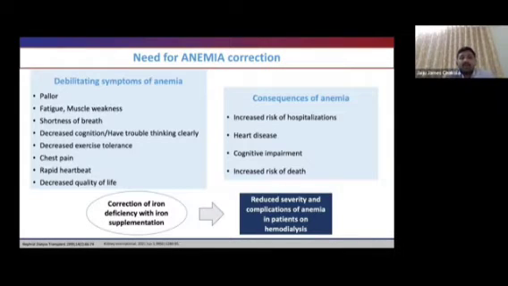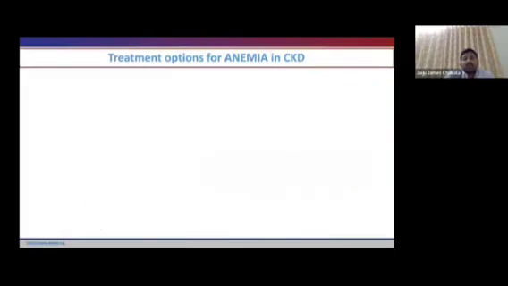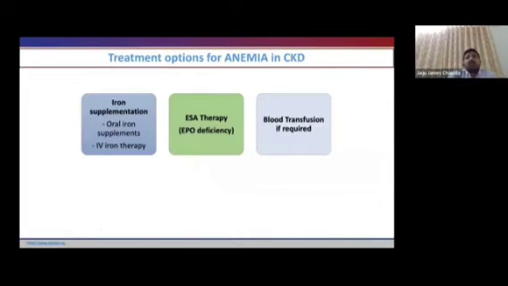So correction of iron deficiency with iron supplementation reduces the severity and complications of anemia in patients on hemodialysis. What are the treatment options we have for anemia in CKD? First, iron supplementation, and earlier I mentioned the hematinics: folic acid supplementation, cyanocobalamin and vitamin B12, along with iron, then erythropoietin supplementation, and blood transfusion if required.